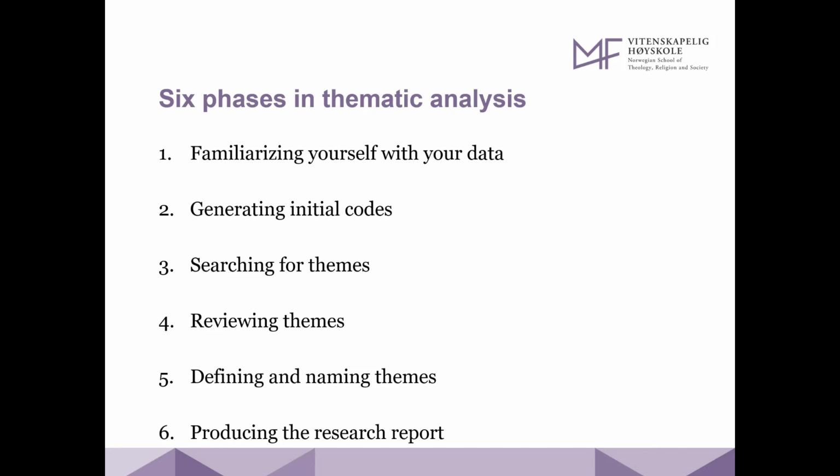In phase 5, you look at the themes and try to define and name them to get a better understanding of what each theme contains. So themes should be coherent. There should be some kind of link between the different parts of the theme, but they also should not be too broad. And to define what the theme is about, you can try to describe the content of the theme in a couple of sentences.